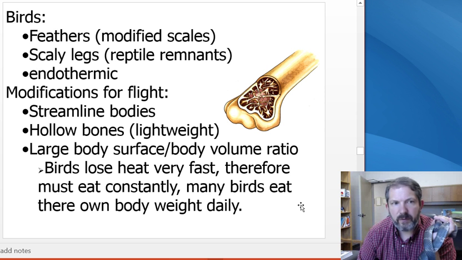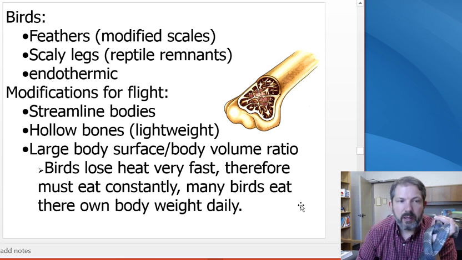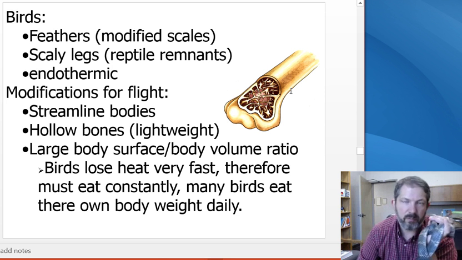Again, their feathers are modified scales. They have scaly legs like reptiles. They are endothermic. They are maintaining that internal body temperature. Streamlined bodies, lightweight bones. There's a trade-off between being lightweight and being prone to breaking. If a bird breaks its wing, that's it. It's done for.